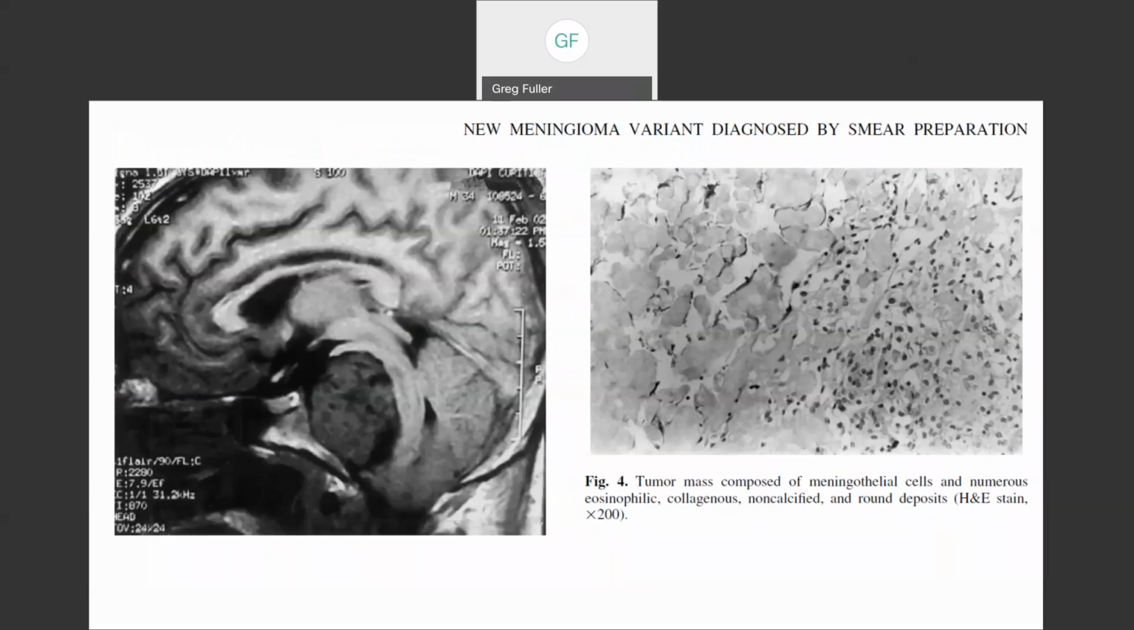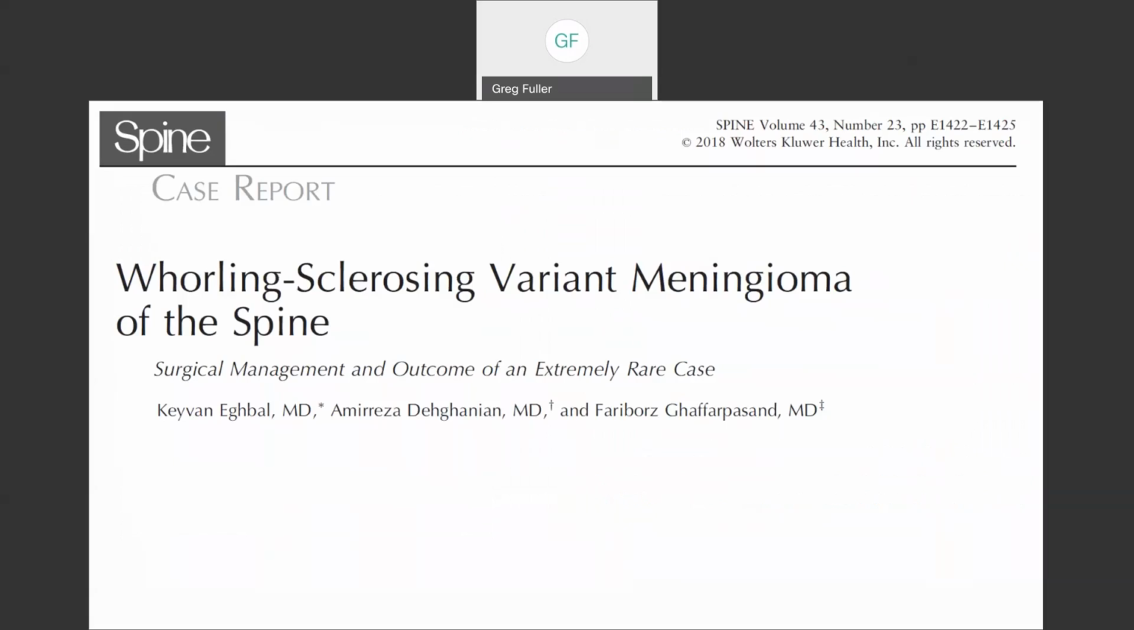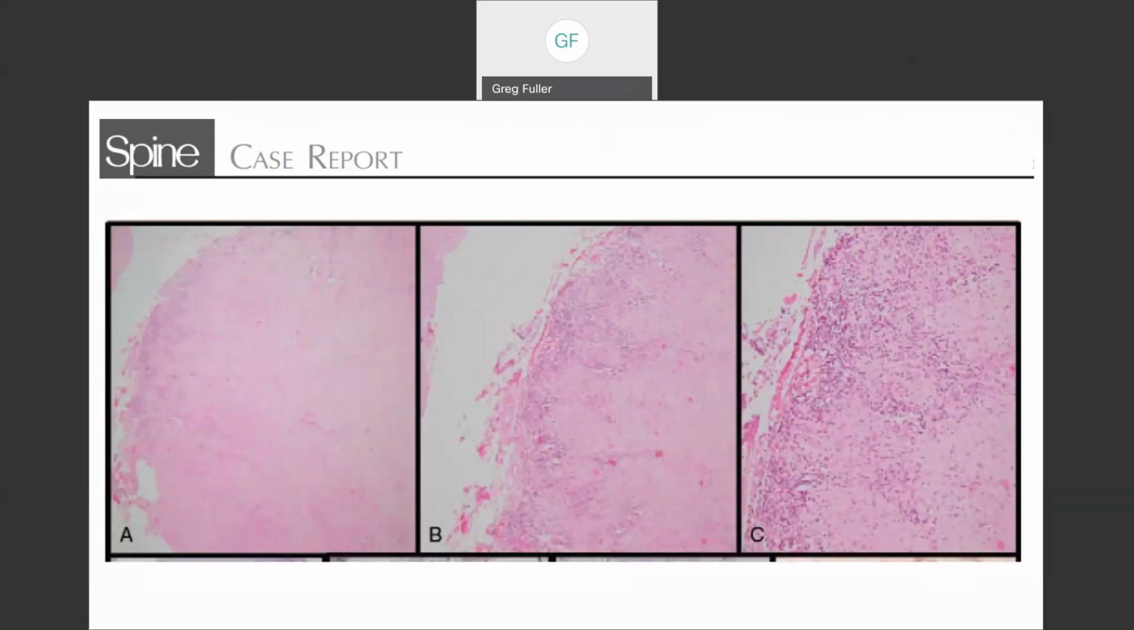Isn't that fantastic? Look from the paper, look at the tumor, posterior fossa, look how large that tumor is. And then on the left part of the panel, dense collagen balls whirling, and on the right, more of the clear cells. All right, let's go one more. Spine, whirling sclerosing variant of meningioma of the spine. And here it is. Again, look at that panel A, almost just solid collagen.